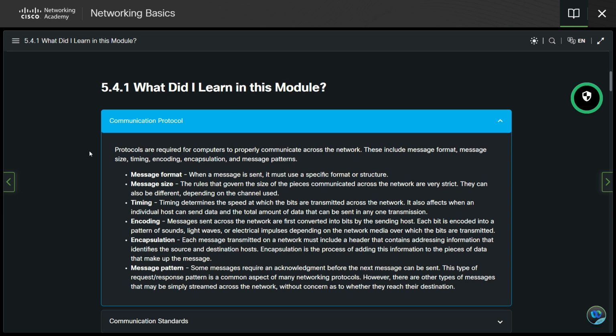Message format. When a message is sent, it must use a specific format or structure. Message size. The rules that govern the size of the pieces communicated across the network are very strict. They can also be different depending on the channel used.